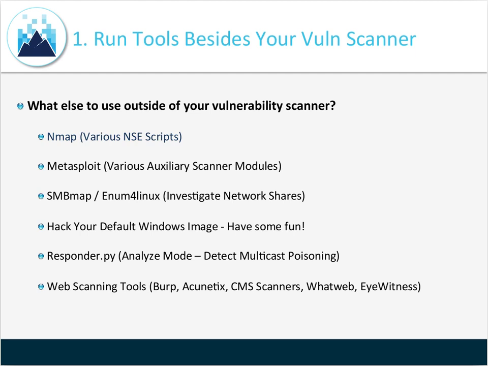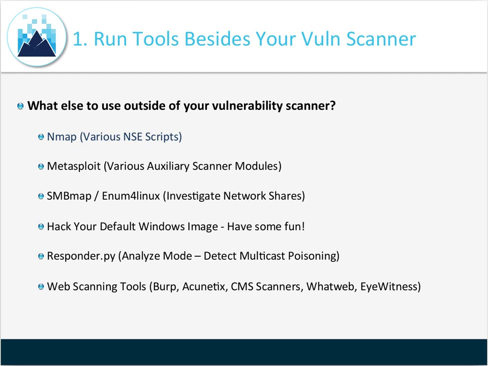You can look at maybe privesc flaws with PowerSploit, PowerView, and see there might be some privesc paths potentially in your default Windows image. There's also Responder, which is really powerful for multicast poisoning, default setting in Windows, and you can run it in analyze mode to see if there's actually multicast traffic related to LLMNR poisoning, related to LLMNR on your network. And then also just being aware of all the web scanning tools.